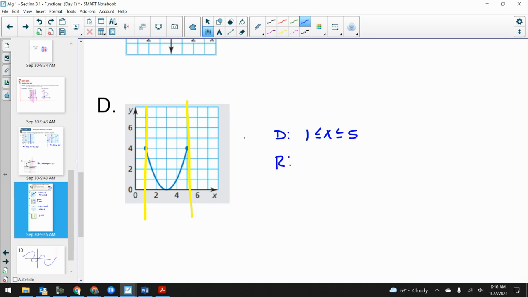Then I do the same thing for my range. But instead of left to right, I'm looking top to bottom. Or really bottom to top, because I'm going smaller to bigger. What's the smallest y value that I have? 0. Goes all the way down here. And the biggest one I have is 4. So that's how domain and range works. You're just going to take, okay, furthest to the left, furthest to the right, furthest down, furthest up. That's my domain and range.